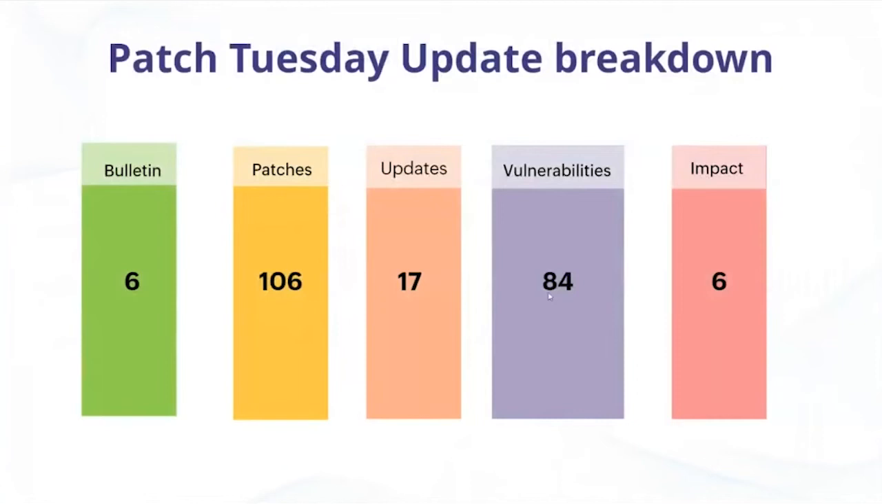Taking a look at the Patch Tuesday updates breakdown for July 2022, we see that a total of 84 vulnerabilities have been patched using 106 patches and 17 updates. Also do note that these 84 vulnerabilities can cause 6 different impacts on the vulnerable systems, that is, on the systems that have been left unpatched.